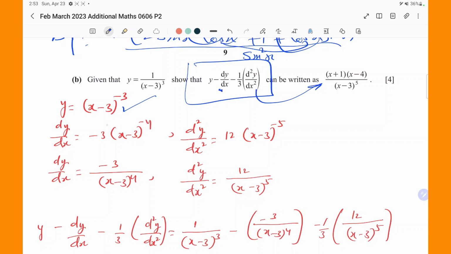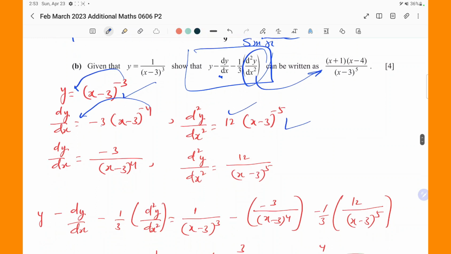Then find dy by dx. So minus 3 will come here, minus 3 times (x minus 3) to the power minus 4. Now if you differentiate again, because we need to find d2y over dx square as well, so again write minus 4 here. So minus 4 times minus 3, which is plus 12, (x minus 3) to the power minus 5. So we have dy over dx, and d2y over dx square.